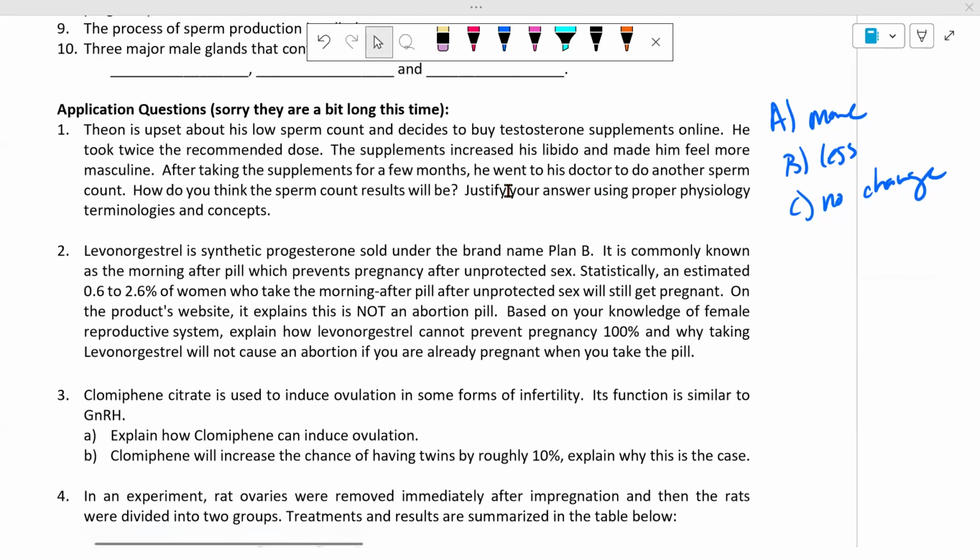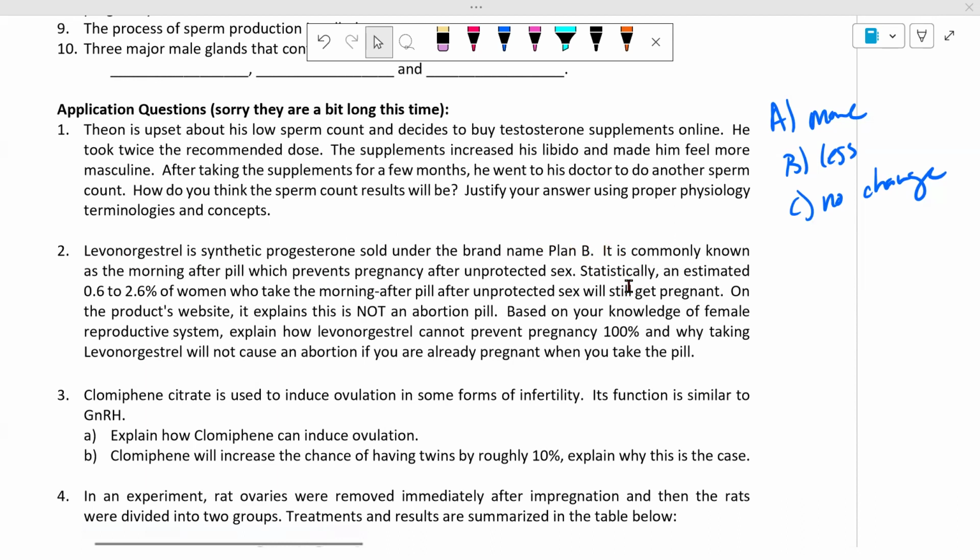Okay, and as soon as you go off the supplement, it's kind of like a caffeine crash, right? Your body's not going to be able to bounce back to the previous level. Okay, here is another one. The, I can never say this name, so I'm not going to try, but that is a synthetic progesterone that is sold under the brand name Plan B. Some of you might have heard of Plan B, right? It's a very common thing. You can just buy it from the pharmacy.